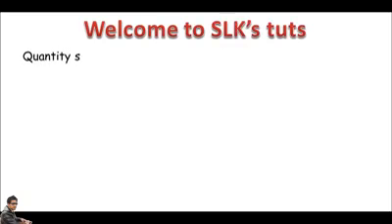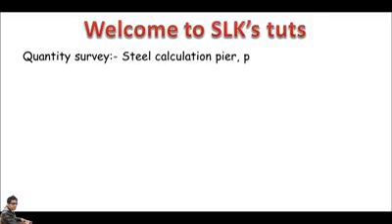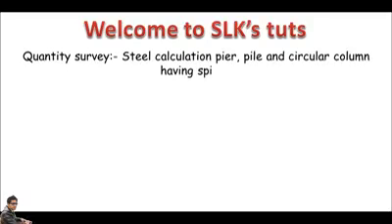Here in this section, we'll be talking about steel calculations for a pier, pile, and a circular column when they have spiral ties, alright? In the previous lecture, we also did these, but in that lecture, we had just circular ties. And here we are passing with spirals, just like a spring. And that will be really nice, I think.